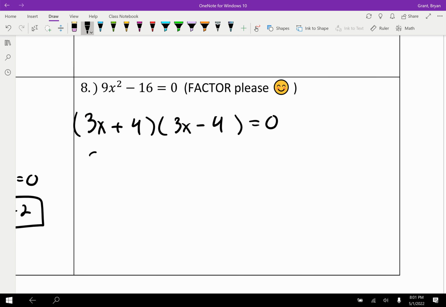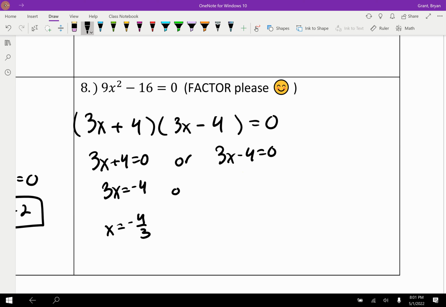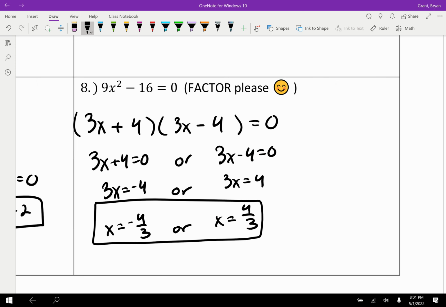From here, two equations. 3x plus 4 equals 0, or 3x minus 4 equals 0. And then we start solving. 3x equals negative 4, which means x equals negative 4 thirds, or 3x equals 4, so x equals positive 4 thirds. And it's totally fine to leave it like that. Don't forget on the test, a lot of times if you get the same answer, one negative, one positive, they'll put them together just to save time and space.